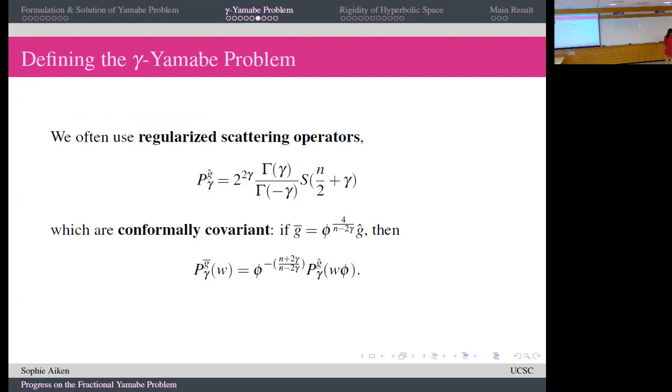For our purposes, we want to normalize it. So we'll use the regularized scattering operator instead of just the straight scattering operator S of n over 2 plus gamma, because now we have a conformally covariant operator again, which is really what we want.